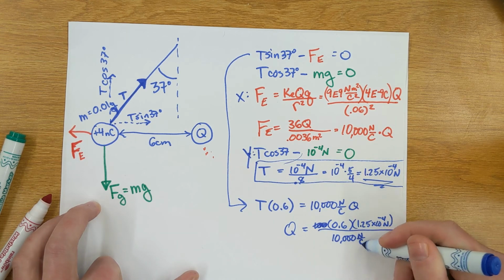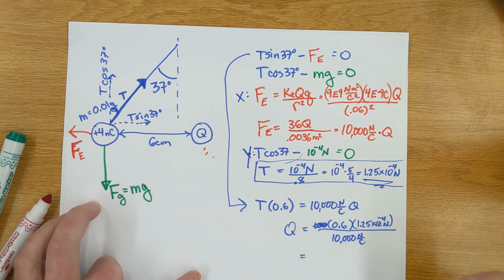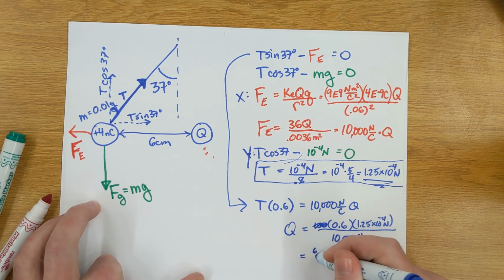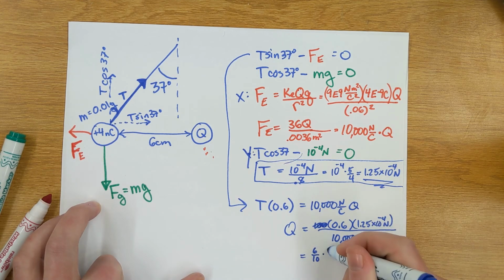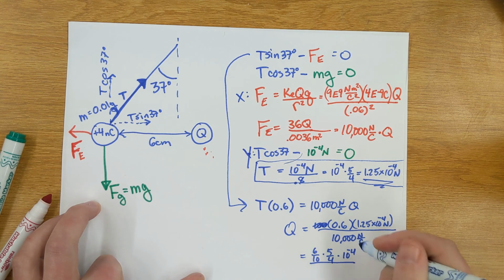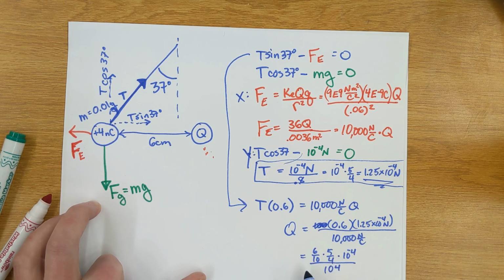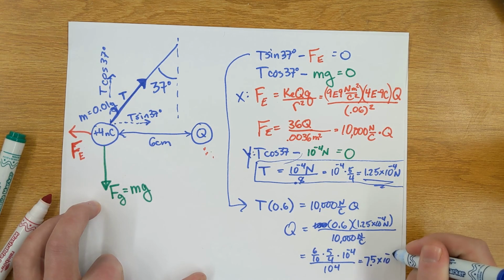So I've got newtons over coulombs is going to give me coulombs. And what is this? It is 6/10 times 5/4 times 10 to the minus 4 all over 10 to the 4. So that is looking to me like 5 times 6 is 30 over 10 times 4 is 40. That's going to give me some combination of 7 and 5. 7.5 times 10 to the minus 9 coulombs, or 7.5 nanocoulombs.